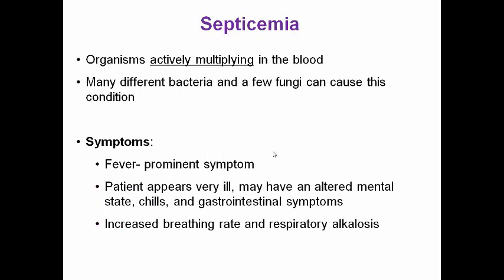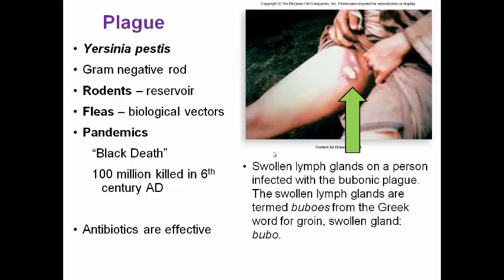So with septicemia, organisms are actively multiplying in the blood. There are many different bacteria and a few fungi that can cause this condition. Symptoms include fever, and the patient appears very ill. They can even have altered mental state, chills, and gastrointestinal symptoms. It's very widespread, of course, because the blood is traveling throughout the body. Also increased breathing rate and even respiratory alkalosis.